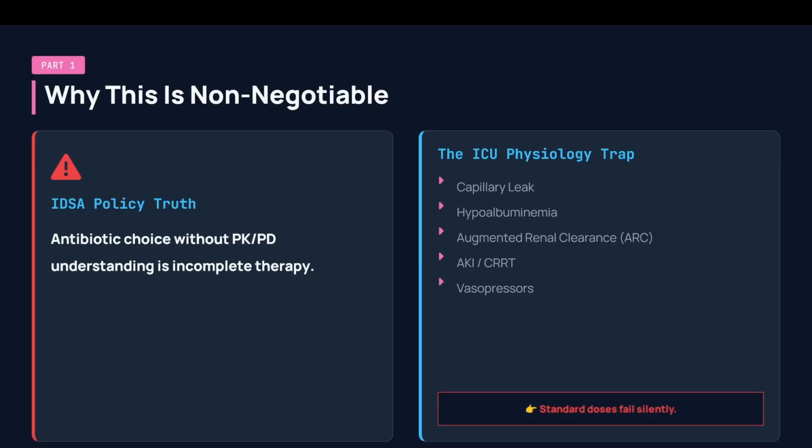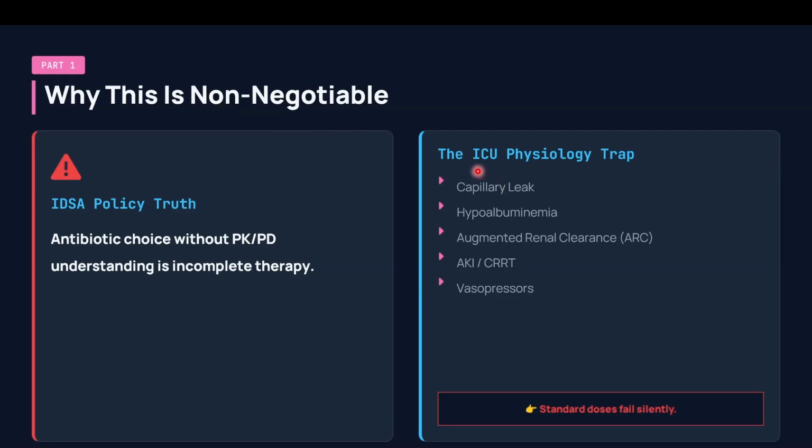Let's get started. IDSA suggests that antibiotic choice without knowing the pharmacokinetics and pharmacodynamics is utterly useless. Without an understanding of pharmacokinetics and pharmacodynamics, it leads to incomplete therapy and often failure of antibiotic therapy. So this is non-negotiable. You must know about the pharmacokinetics and dynamics.